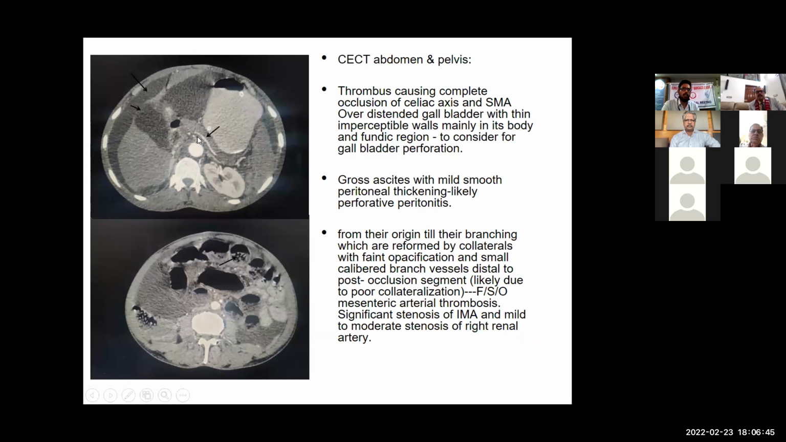Here we can follow the splenic artery, and at this level we are supposed to visualize the celiac axis, which is absent, indicating complete thrombosis. And here we can see multiple air fluid levels. The patient was immediately posted for emergency surgery.